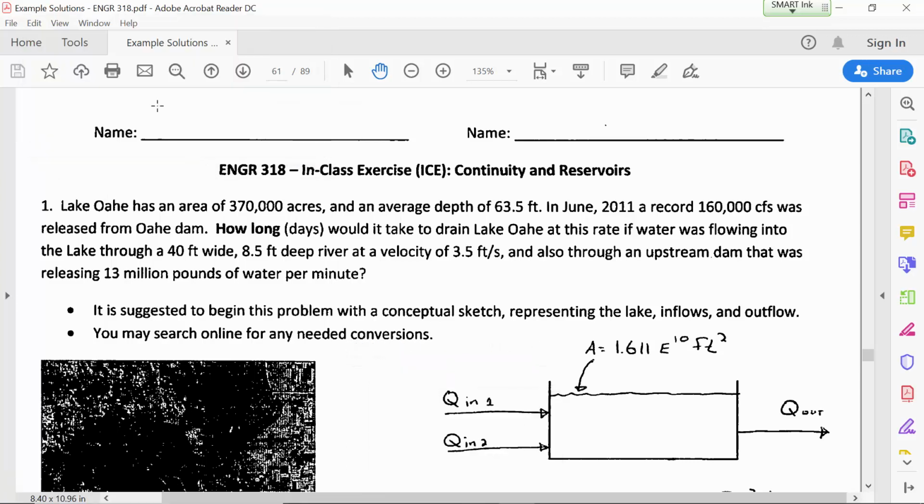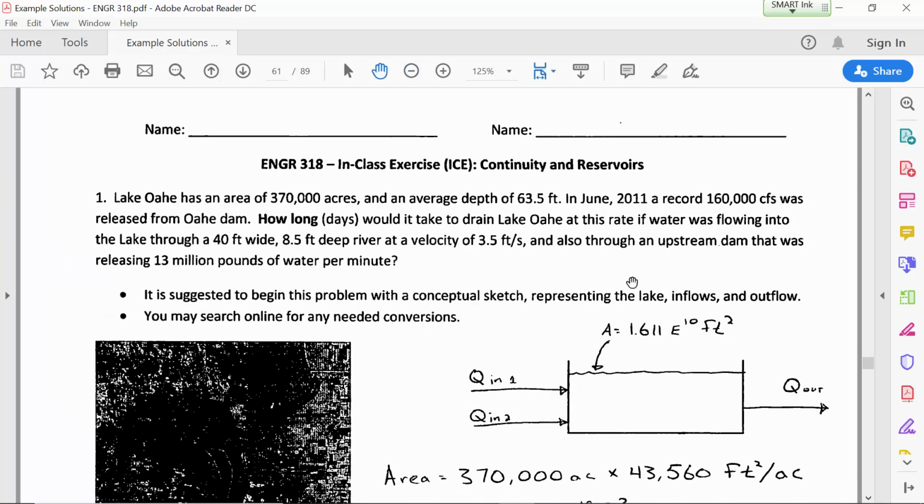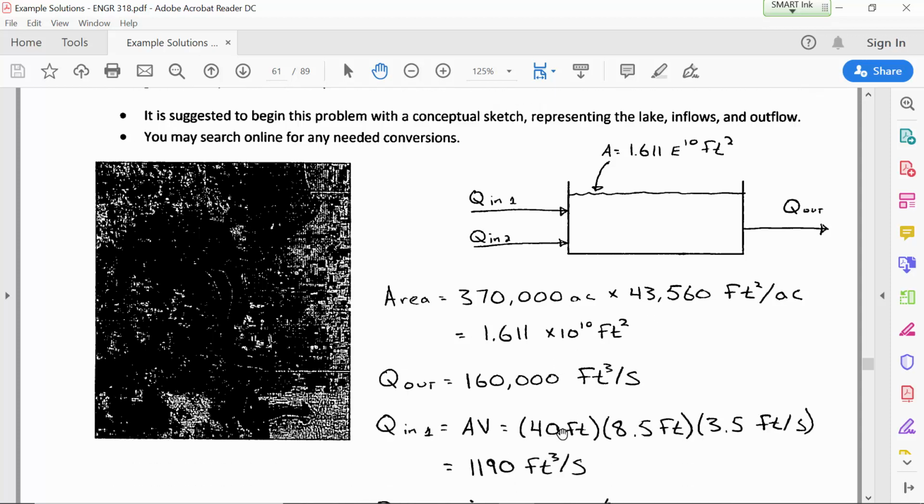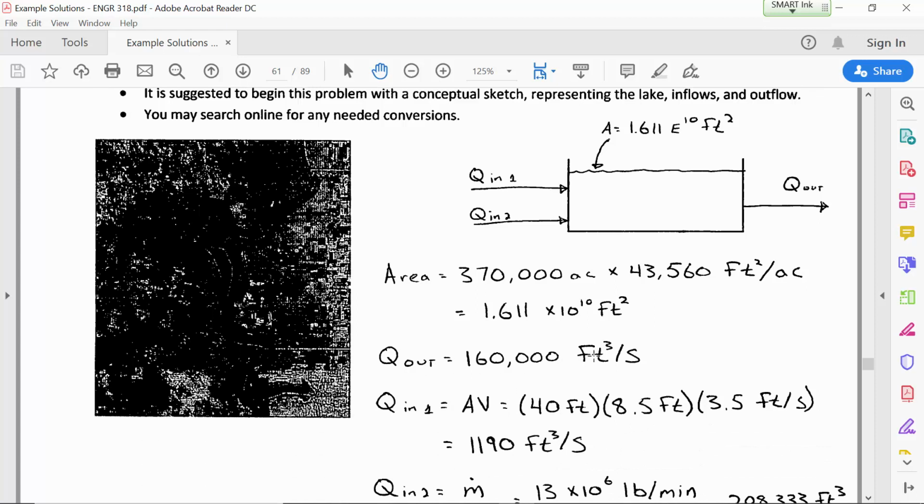Okay, we've burned through all of our available time, so let me show you the basic idea on this, and I would encourage you to take it home with you and think through the rest of it. Actually solve this example. It's an important one. We can calculate the area based on 43,560 square feet per acre, so we know the area of the reservoir. The flow rate out is defined.